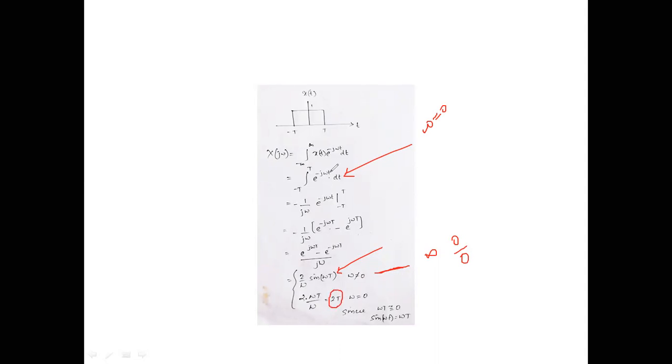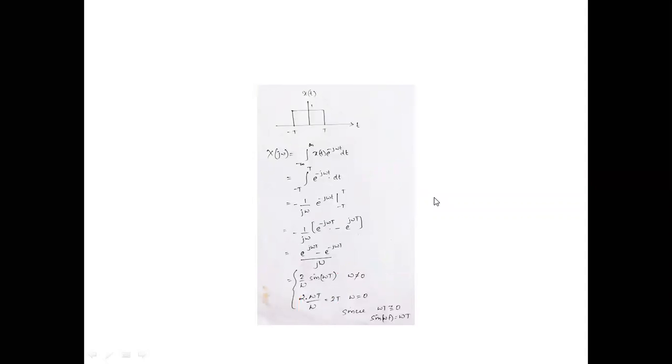Or otherwise, the author says that for very, very small values of theta, sine theta is theta only. So it is very fair to assume sine omega t is the same as omega t for a small value. Omega equal to 0 is a very small value only. So here also you still get 2t for omega equal to 0. Whichever answer you are comfortable with.